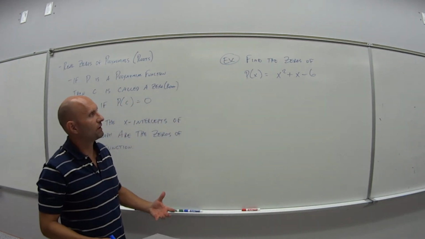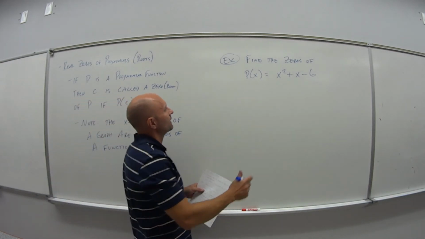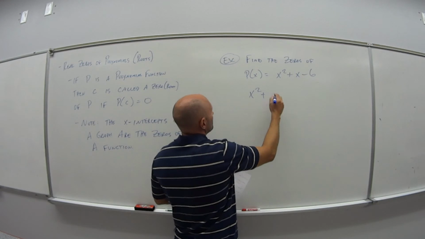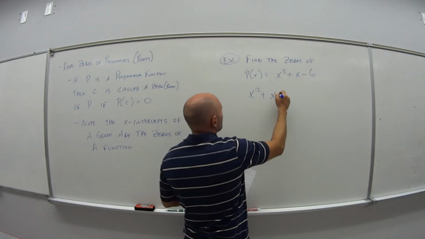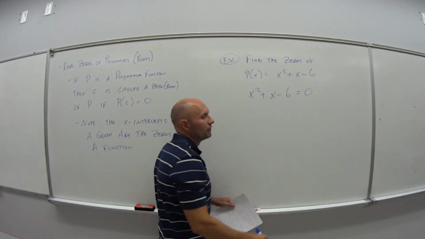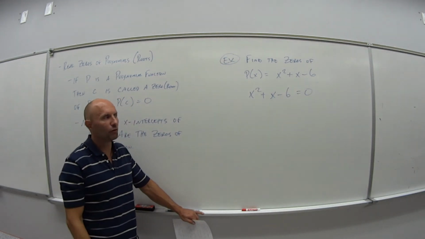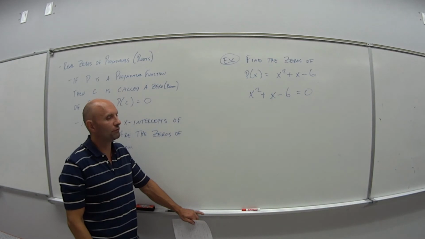So again, how do we figure this out? It's the same way we figure out the x-intercepts, which is to say what? x squared plus x minus 6 equals 0. If we can figure out where these are equal to 0, that'll let us know the roots or the zeros of this polynomial function.